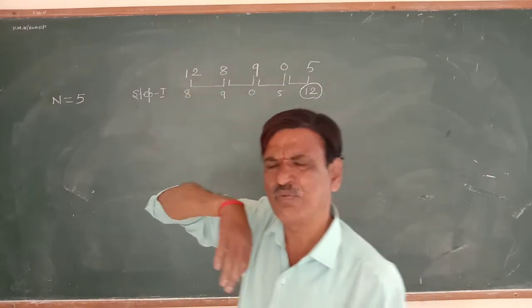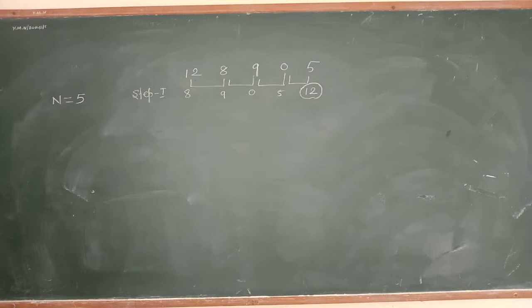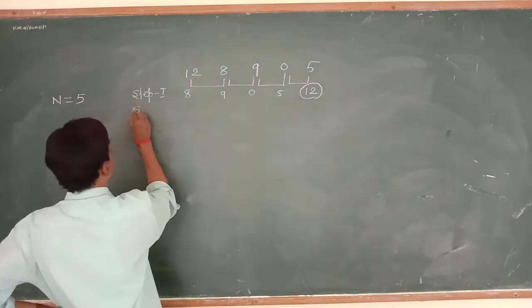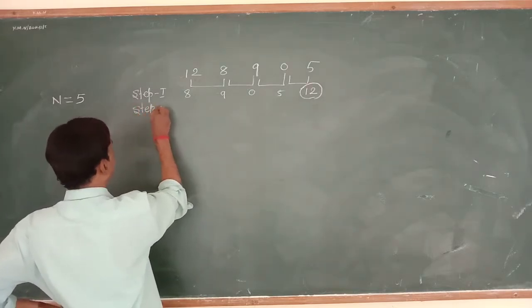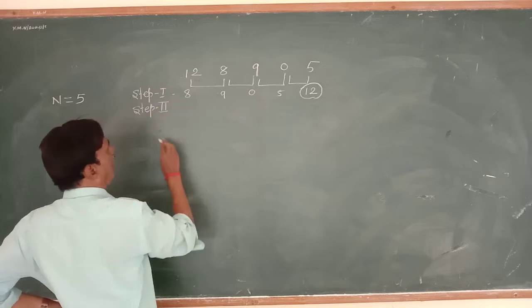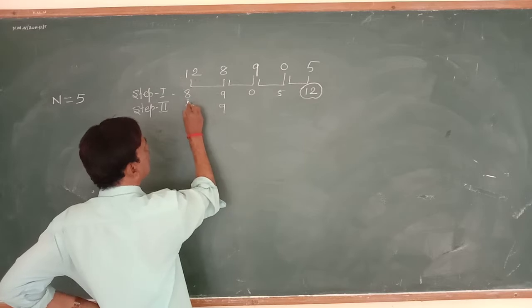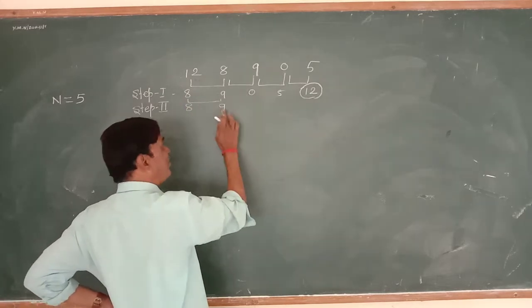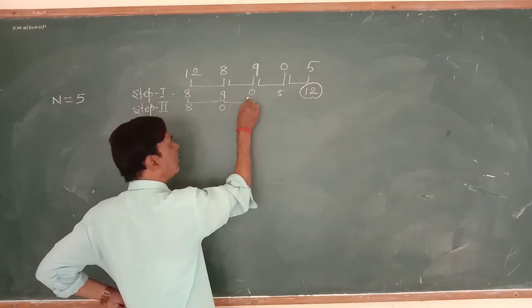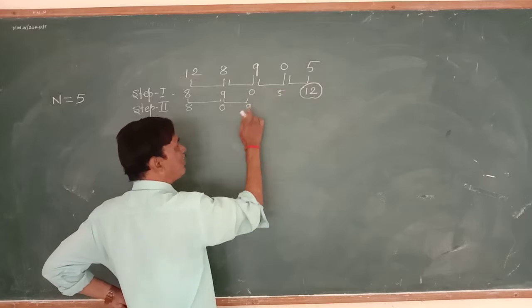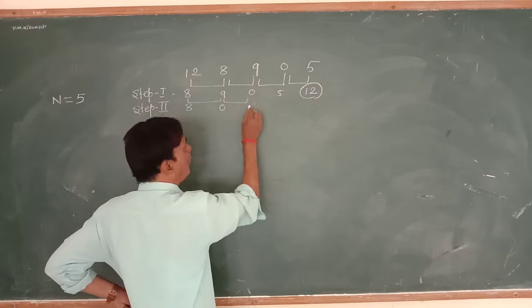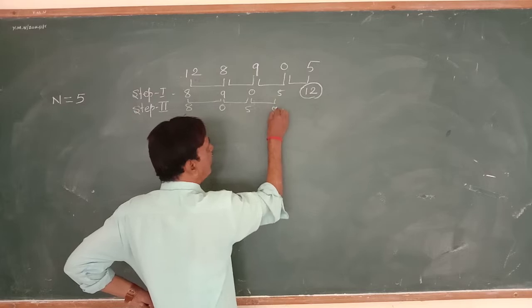Bubbled up, it means it has occupied its position where it should be. In the 5 elements, it should be at 5th position. But you see, remaining all are there. So step number 2. 8 versus 9, no change. 9 versus 0, 0, 9. 9 versus 5, comparison. 5 will be here, 9 will be here.